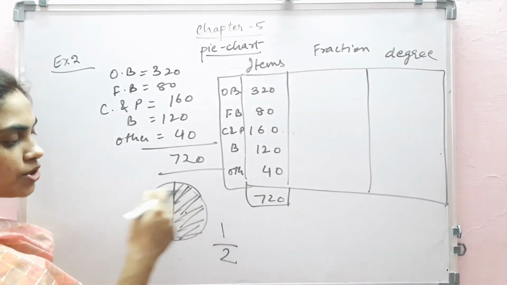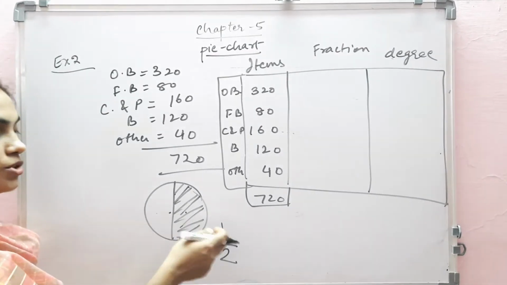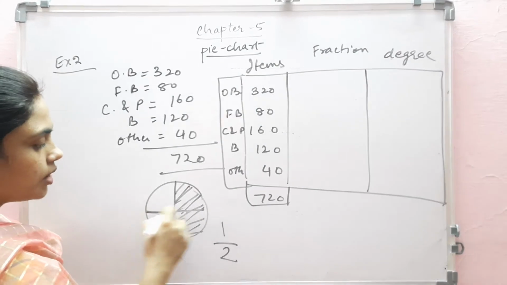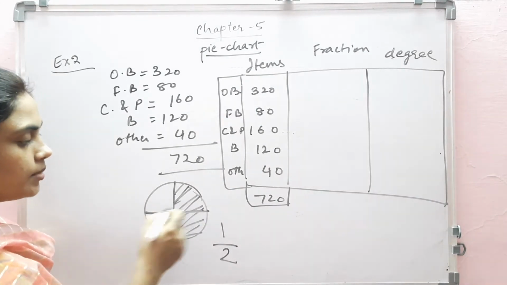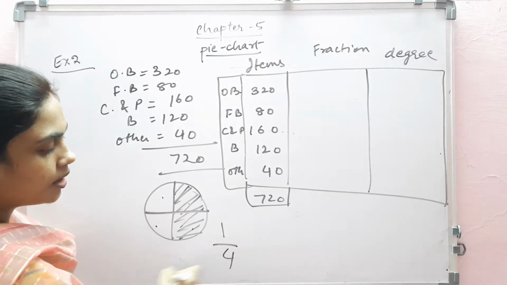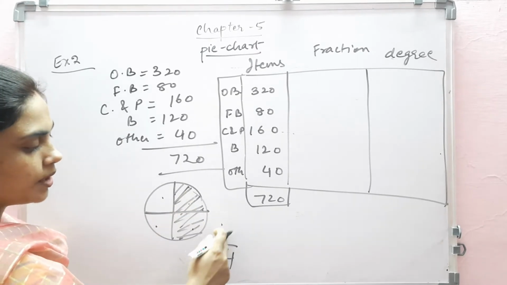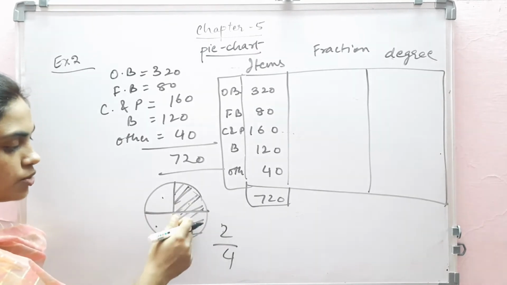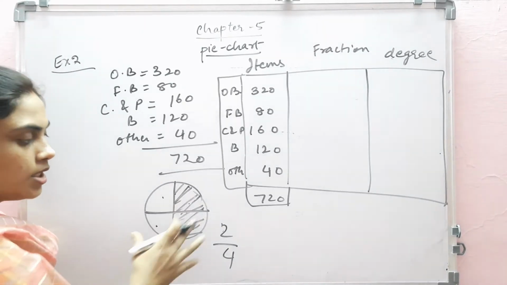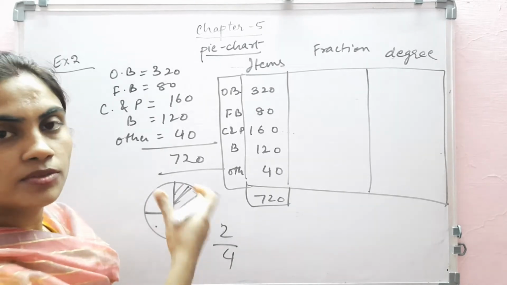So the colored portion is 1 by 2 and the uncolored portion is also 1 by 2. If you again intersect them, cut them, you will get 4 parts. These 4 parts will be in the bottom and these 2 colored parts will be in the upper. So these 2 colored parts is 2 by 4, that is 1 by 2.